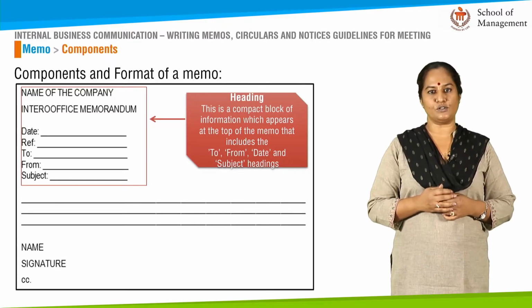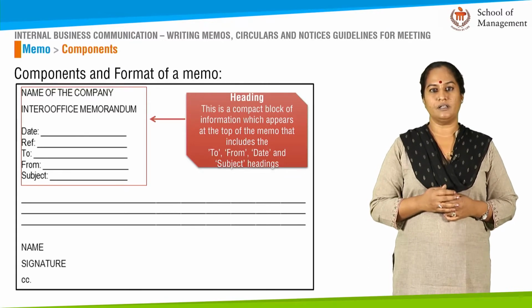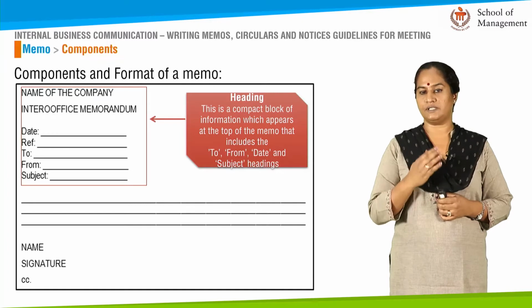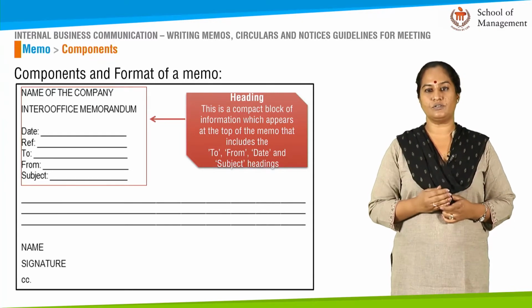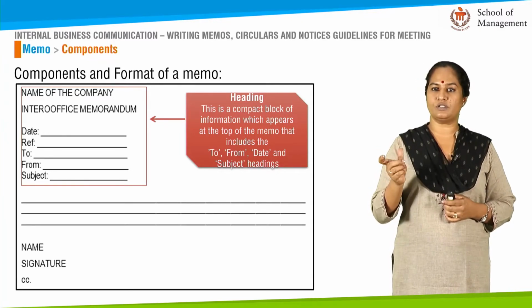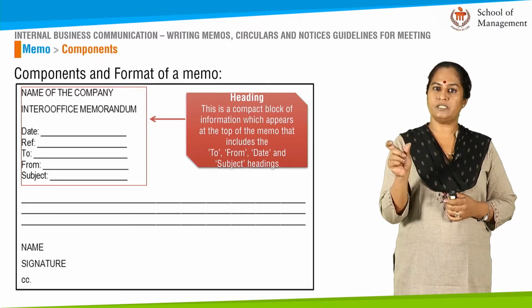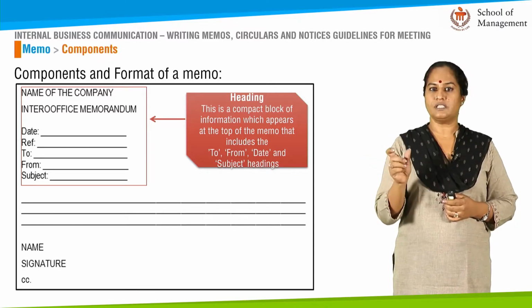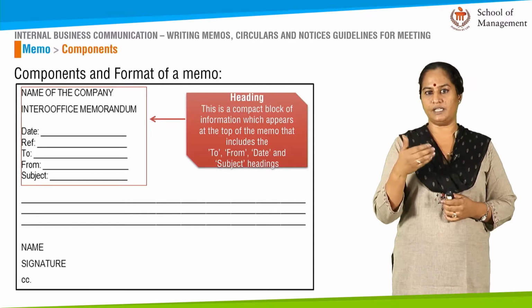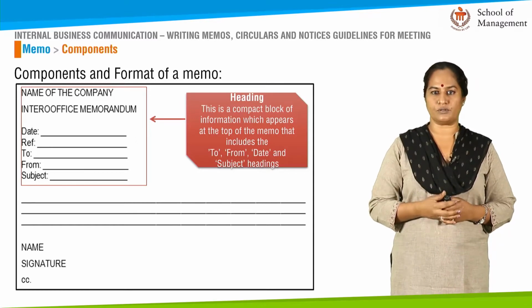Now subject line is also important. It has to be crisp. For example, going back to the example that I gave with regard to the pest menace, you could put in your subject line, meeting regarding pest control. This will help us identify at the beginning itself what the memo is all about.